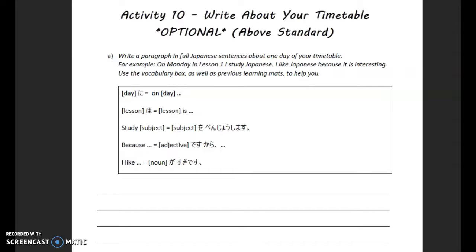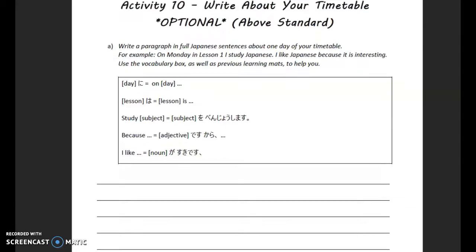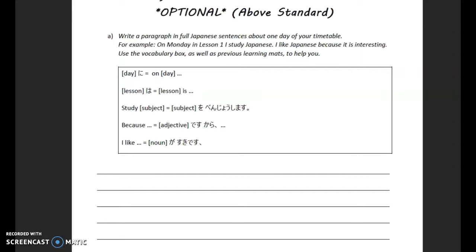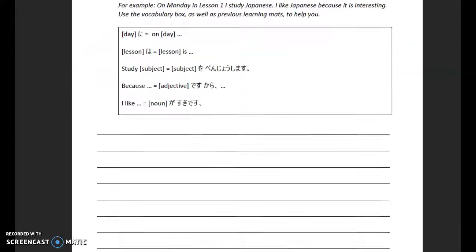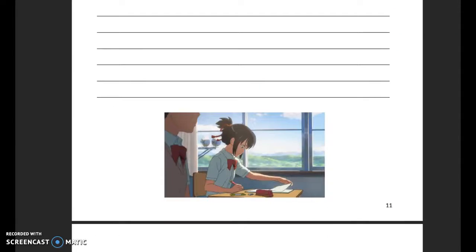Grab out your term 1 learning mat where you did days of the week and activities that you did, like on Monday I play cricket with my brother. You can use that sort of stuff to write your sentences, but make it school related. You can even add in some times. So a bit of help there. Feel free to have a go. You don't have to though, that is an optional task.